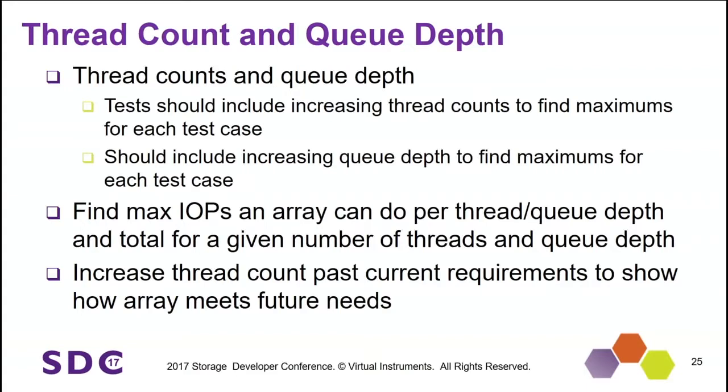So we find the max IOPS an array can do per thread, per queue depth, and then a total for a given number of threads and queue depth. And then we increase this to find out where the limits are. You shouldn't really be testing for today. You want to test what an application can do today, but the lease period is going to be somewhere between 3 and 7 years, and they're going to have to refresh at the end of that time. So you want to make sure at the end of that time the array is still performing.